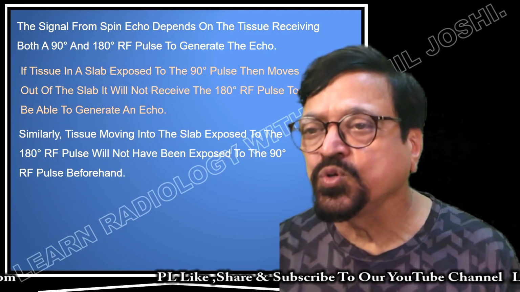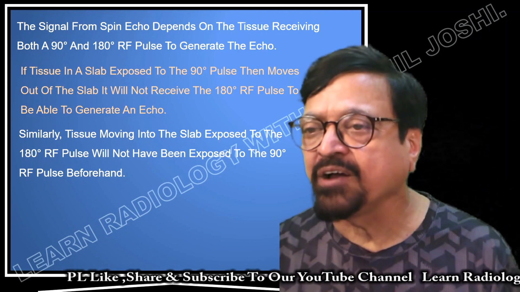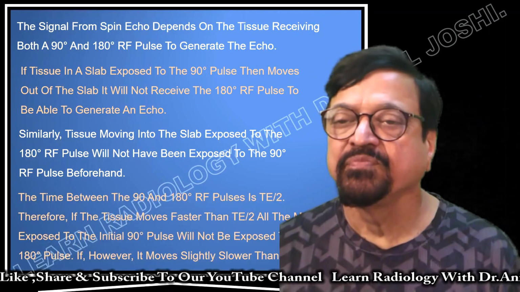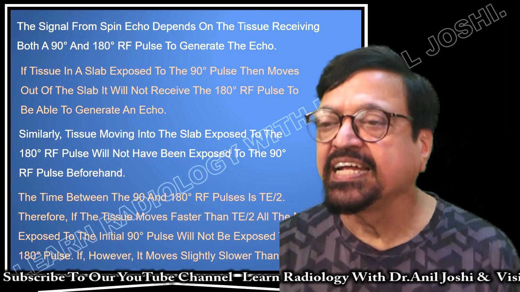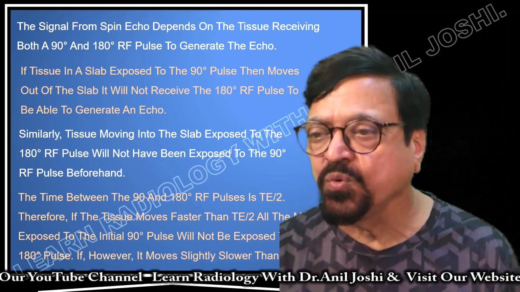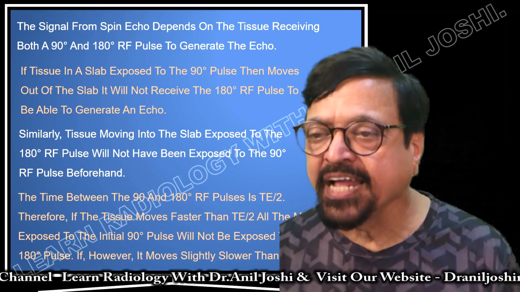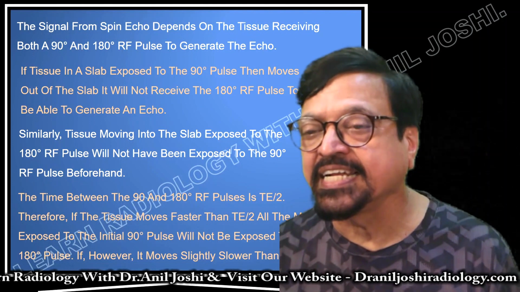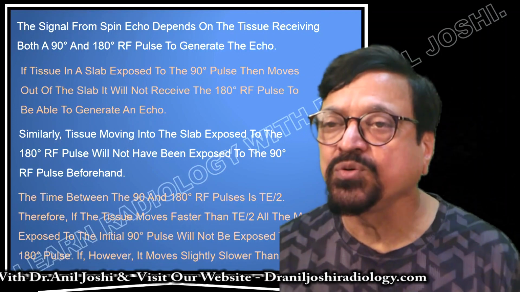So, tissues moving into the slab exposed to the 180 degree RF pulse will not have been exposed to the 90 degree RF pulse beforehand. The time between the 90 and 180 RF pulses is TE by 2. Therefore, if the tissue moves faster than TE by 2, all the material exposed to the initial 90 degree pulse will not be exposed to the 180 degree pulse. That diagram I have shown you, see it again if you need. If however, it moves slightly slower than TE by 2.